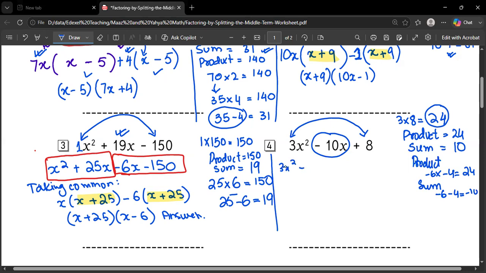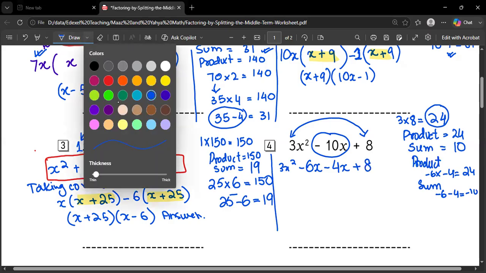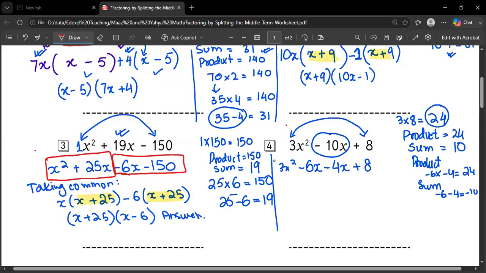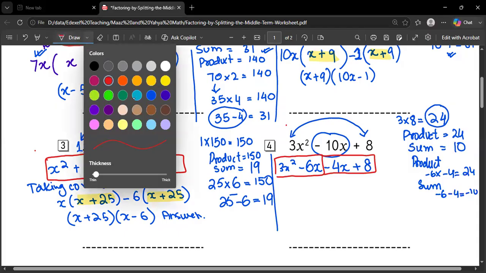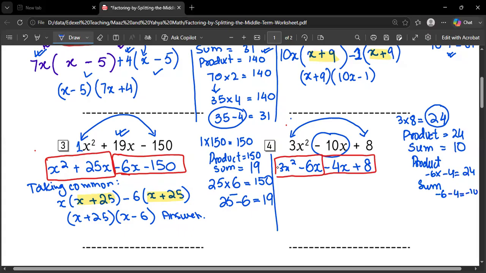Okay. Now I'm going to replace the 3x square, and I'm going to replace minus 10x with minus 6x and I have to attach x as well, then minus 4x plus 8, right? Now again I have to take common between the two pairs, right? Is this clear? Yes, teacher. I am just putting these lines for your understanding.